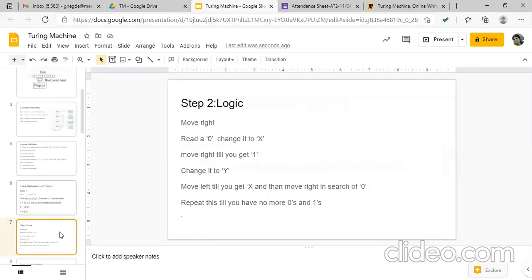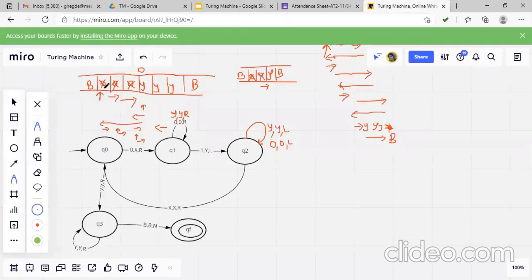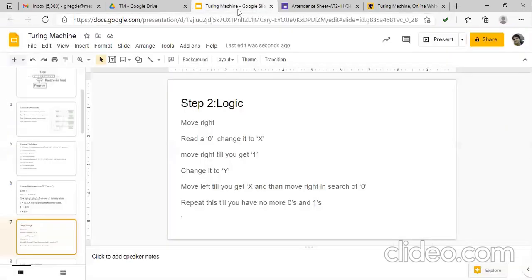Fine. Next, what is step 2? You have to write the logic. Whatever logic we have used here. What logic we have used? 0 mila, x kiya, move right till we get a 1, make it y, move left till you get a x. And then repeat the steps till there are no more zeros and ones.